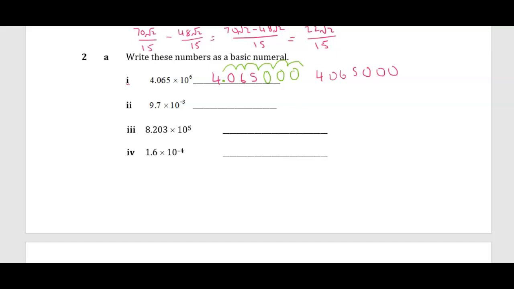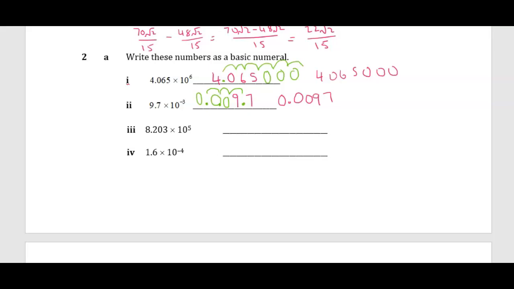9.7 times 10 to the negative 3. So write your 9 and your 7. Now, I'm just doing it a different color again. So my decimal place was here. The negative means I moved to the left. So we've got 1, 2, 3. Okay, so always rewrite it: 0.0097 and double check. So we've got 1, 2, 3, all good.